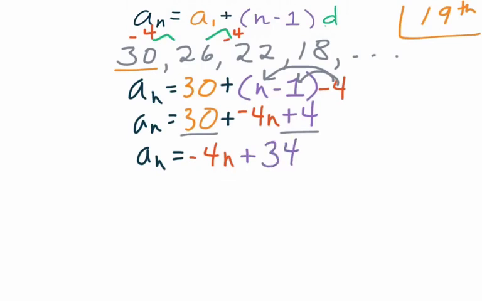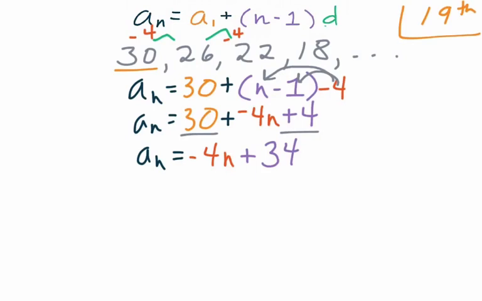And that's what we got right over here. I've got a of n. The a of n is equal to negative 4n plus 34 as our explicit equation. And now we can solve for the 19th term. So we're going to solve for the 19th term all the way down there.